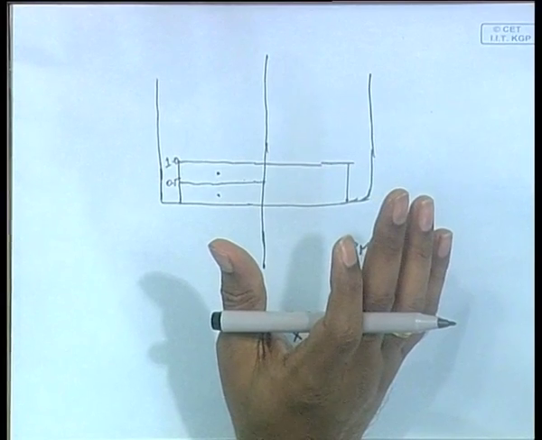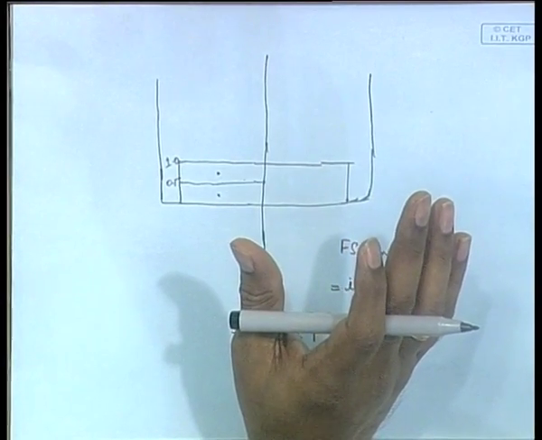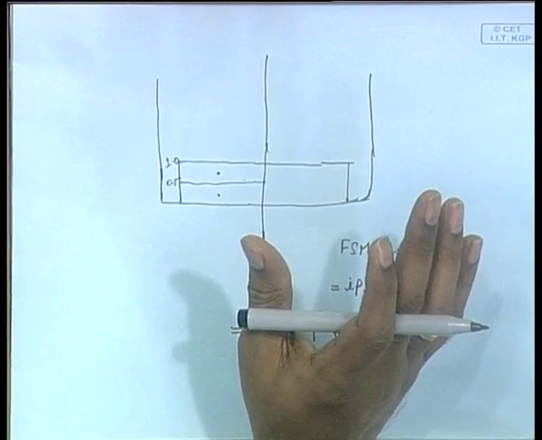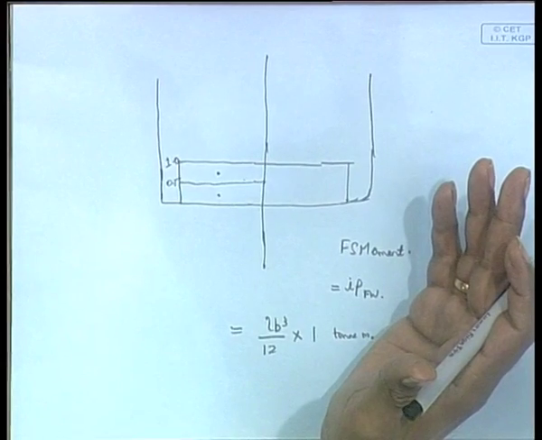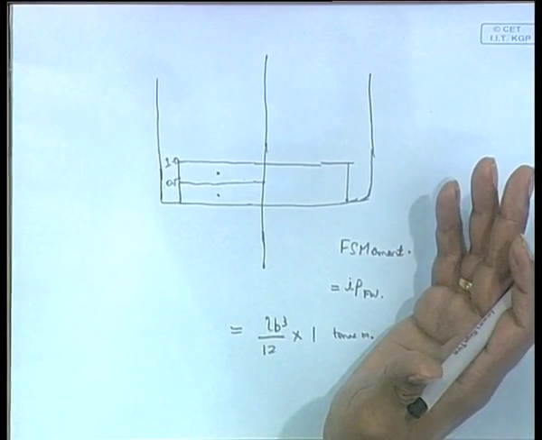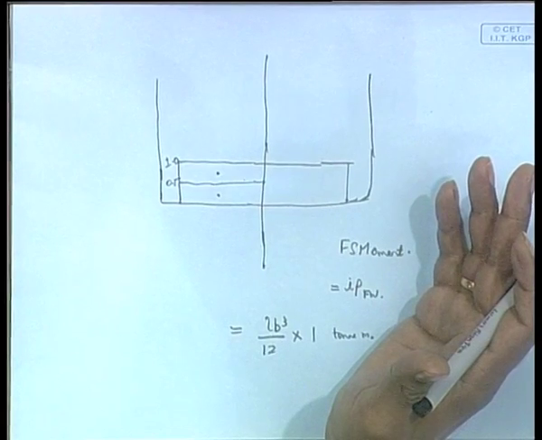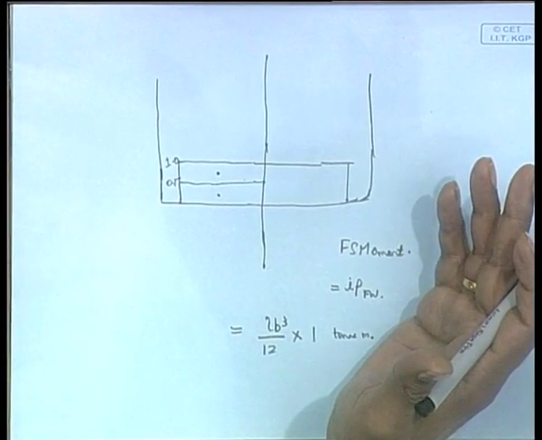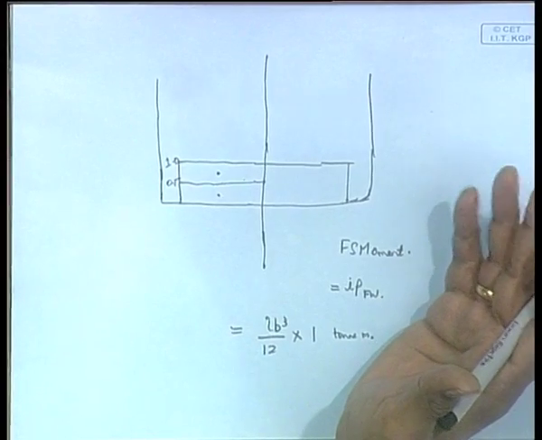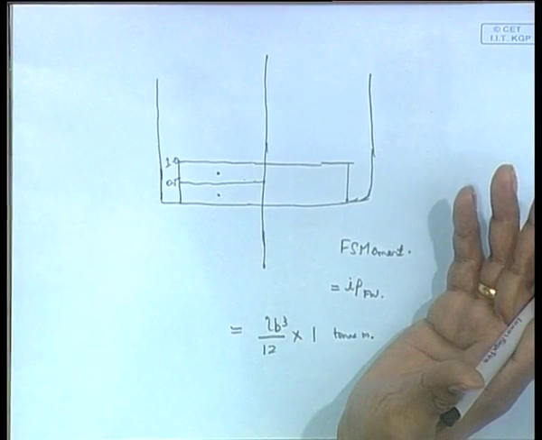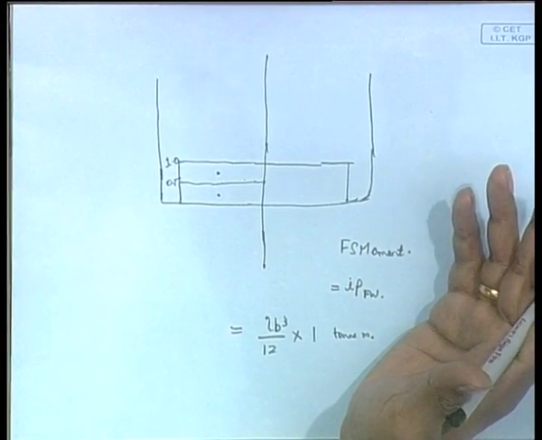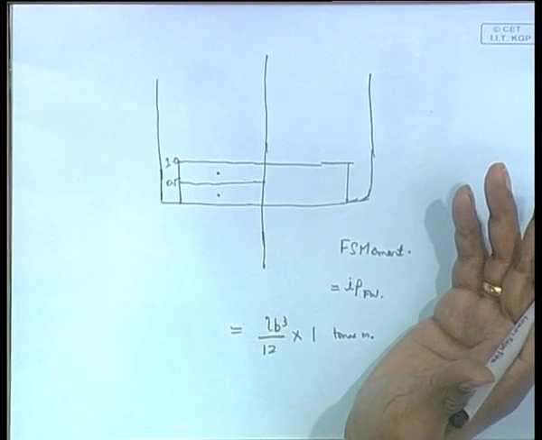Then of course, you have to find the free surface moment. Then you find the moment port, moment starboard, and you find the net G0 G1. Other than that, there is nothing in it.